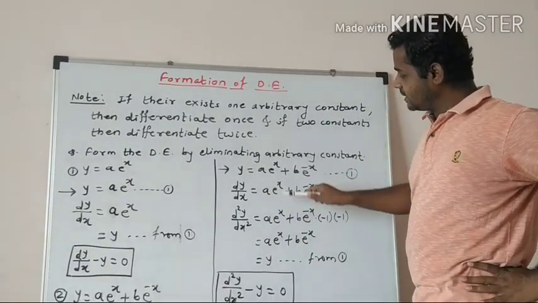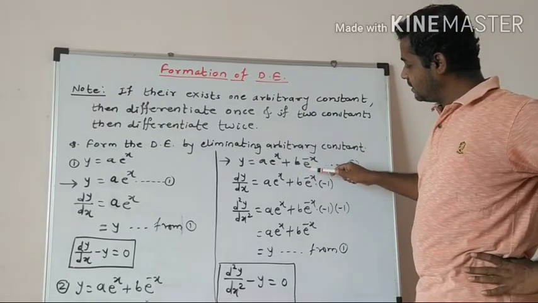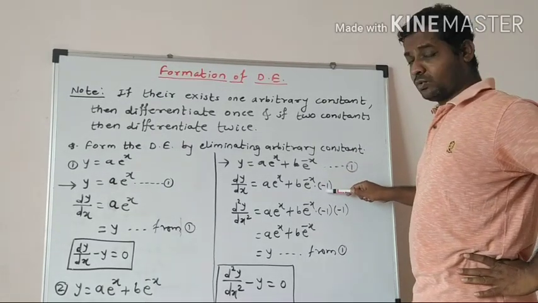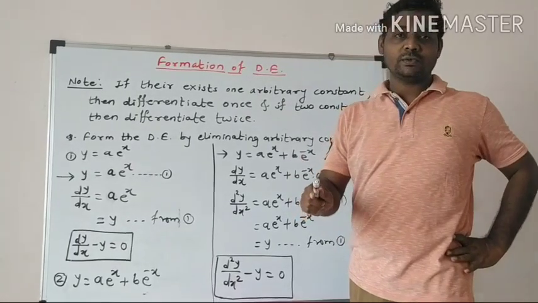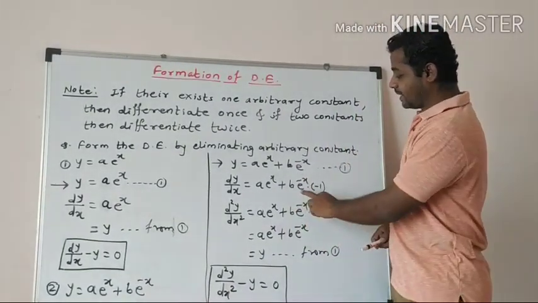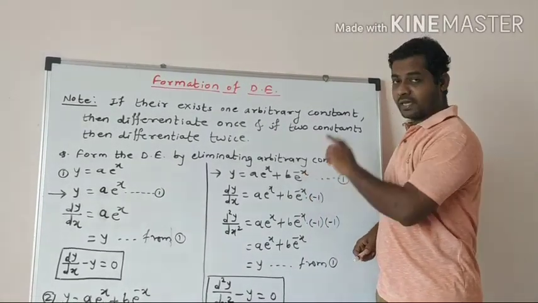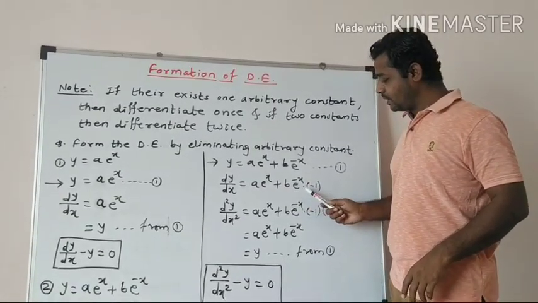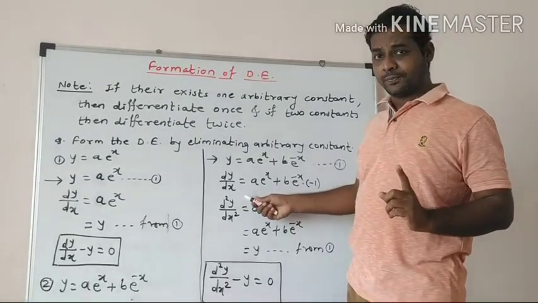A constant as it is, e raised to x, its derivative is e raised to x, plus b as it is, derivative of e raised to minus x is e raised to minus x into minus 1. The derivative of e raised to kx is e raised to kx into k. So derivative of e raised to minus x is given by e raised to minus x into minus 1. Minus x means minus 1 into x. So the derivative of e raised to minus x is e raised to minus x into minus 1. So this is the first derivative.